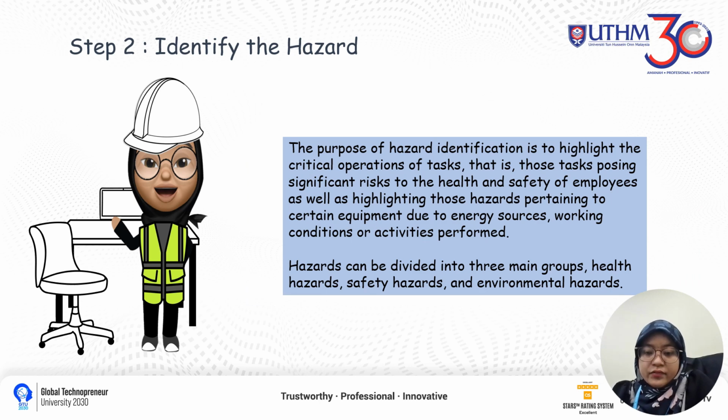Second step, you have to identify the hazard. The purpose of hazard identification is to highlight the critical operation of the task, that is, those tasks posing hazards, as well as highlighting those hazards pertaining to certain equipment due to energy sources, working condition, or activities performed. Hazards can be divided into 3 main groups: health hazard, safety hazard, and environmental hazard. You can refer to the HIRARC guidelines to get examples of the hazards.